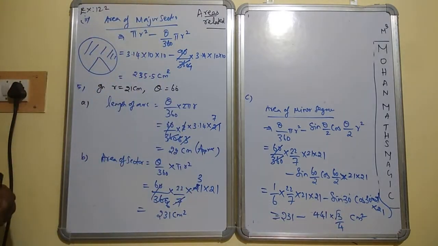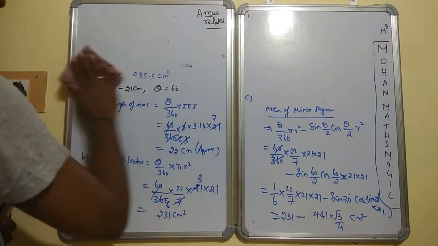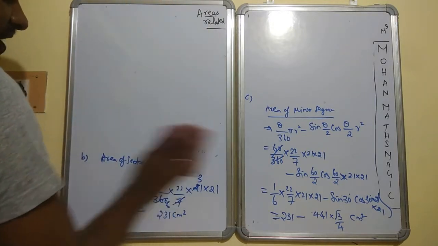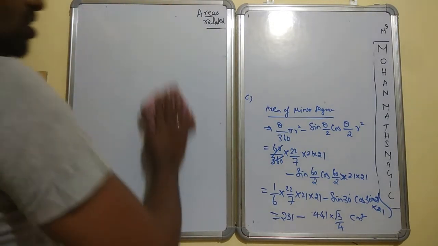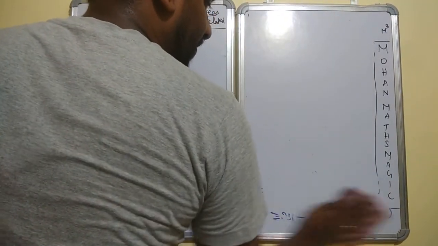If they have given you the root 3 value, substitute the root 3 value 1.732 or 1.73. They will give you the value, then substitute and finish it off. If they have not given it, then leave it as it is. Sure, in the board examinations they will give you the marks.